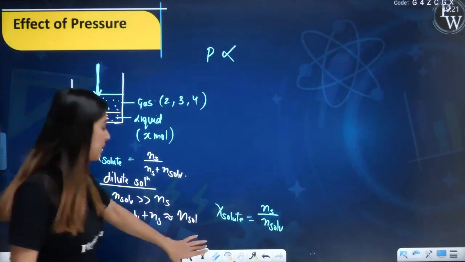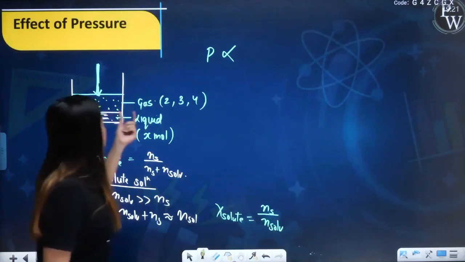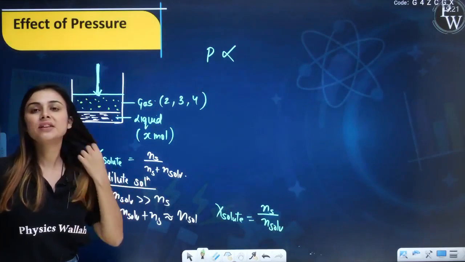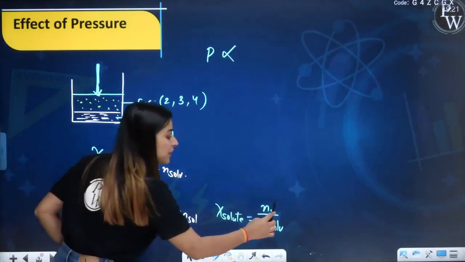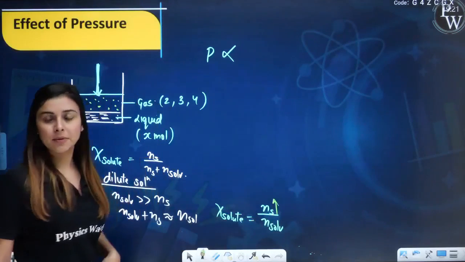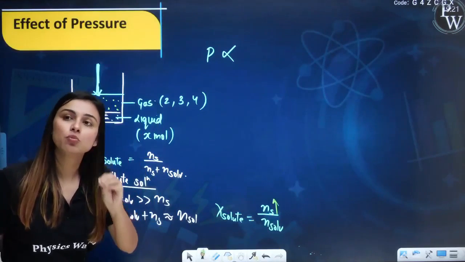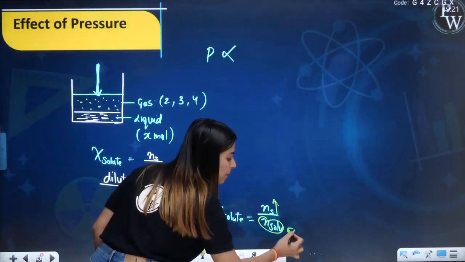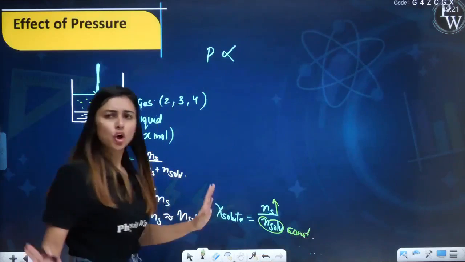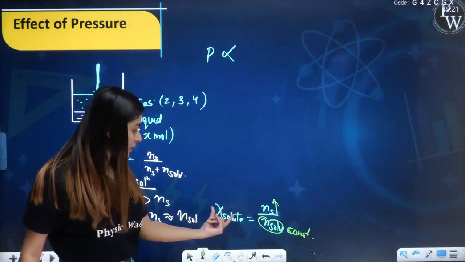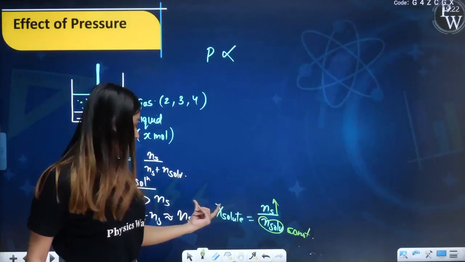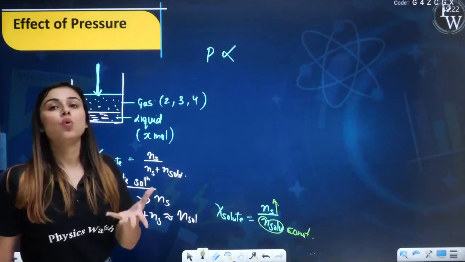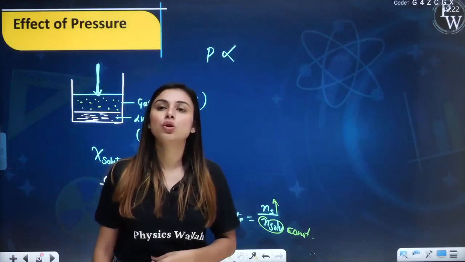Now, my dear students, imagine that as you are increasing the pressure, more of your solute is getting dissolved. So with time, this factor is increasing. But is your solvent moles changing? No, solvent moles are constant. So if your moles of solute are increasing, then mole fraction of solute is also increasing. This is what I want to tell you, my dear students.